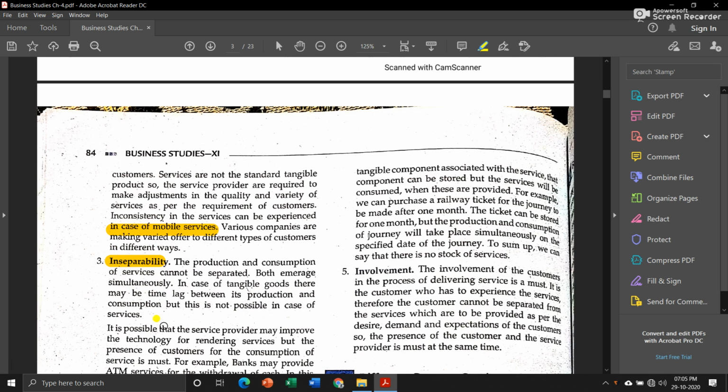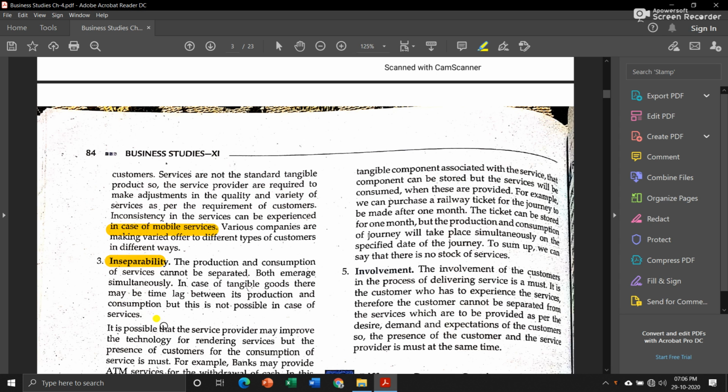Means production is the time at which the service provider is providing his services, and consumption means the consumer is receiving the service. Now both should take place at the same time. It cannot be separated. For example, when you go to a shop and purchase a packet of chips, there is a time difference between purchasing the chips and eating them. You may keep that packet for 1 or 2 days or maybe 1 or 2 weeks, and after that you can consume it. But in the case of services, it doesn't happen like this.